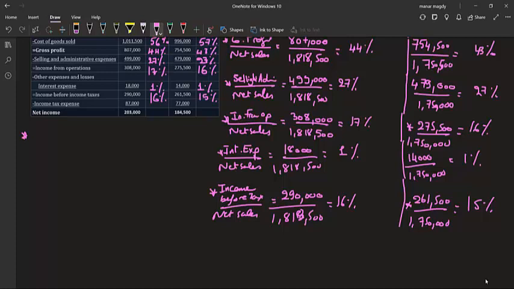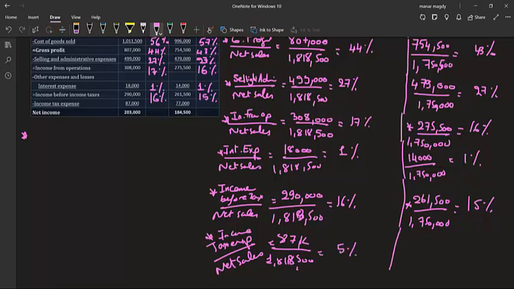The last two items, let's continue here. Income tax expense equals 87,000 divided by 1,818,500 equals 5%, and the previous year equals 77,000 divided by 1,750,000 equals 4%. 5%, 4%.